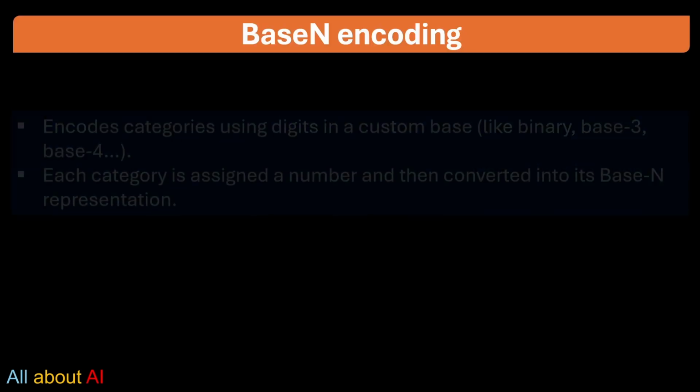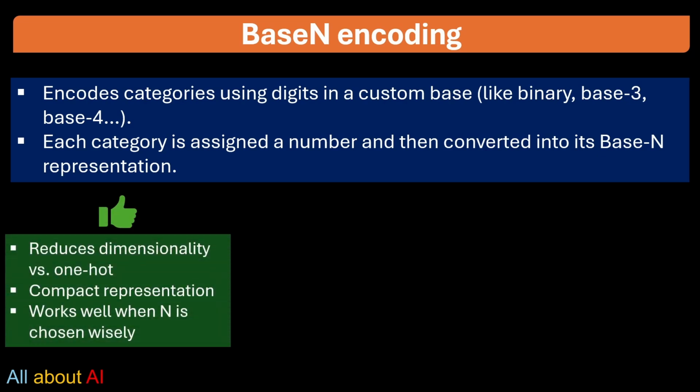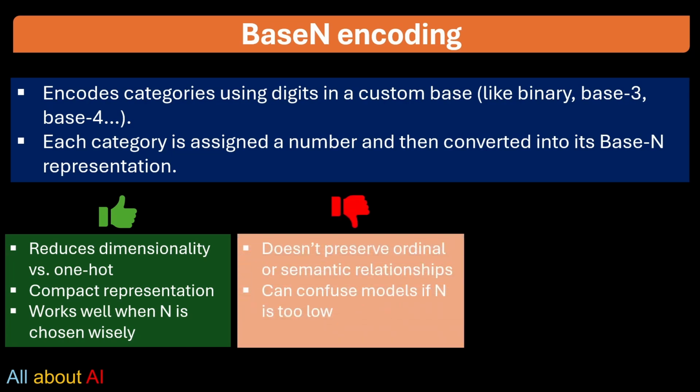Base N encoding. This technique encodes categories using digits from a custom base. Like it could be binary, base 3, base 4, or so on. Each category is first assigned a number, and then that number is converted into its base N representation. So why use it? It reduces dimensionality compared to one-hot encoding, offers a compact representation, and performs well when the base N is chosen wisely. But we need to be careful.